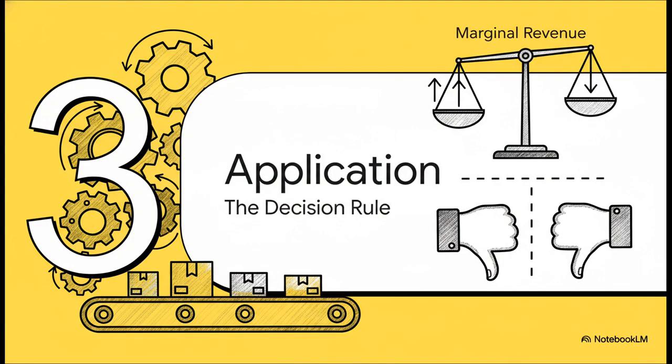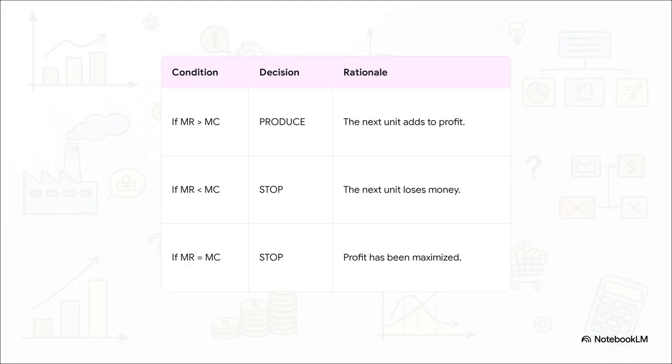All right, so now we have the economic concepts, and we have the mathematical tool to calculate them. Let's put it all together. How do we synthesize all of this to make a concrete go or no-go decision on the factory floor? Well, it all comes down to a remarkably simple and incredibly powerful decision rule. And here it is, this table. This is your guide. This is the entire decision-making framework in just 3 lines.